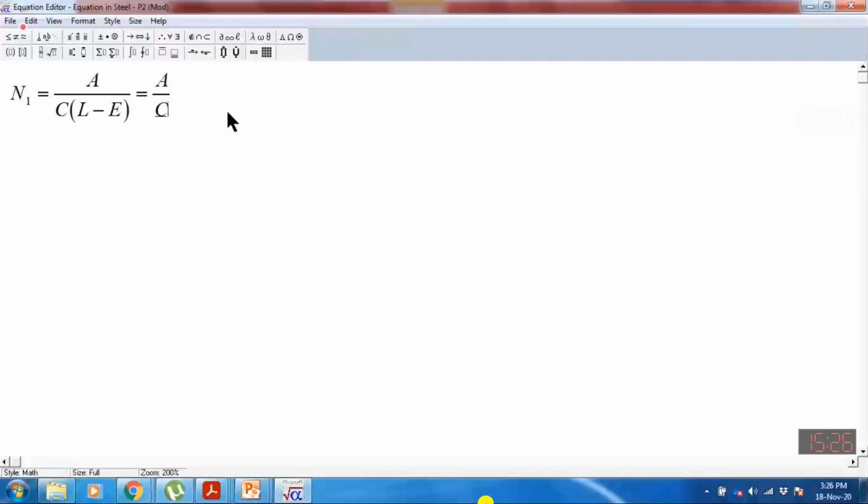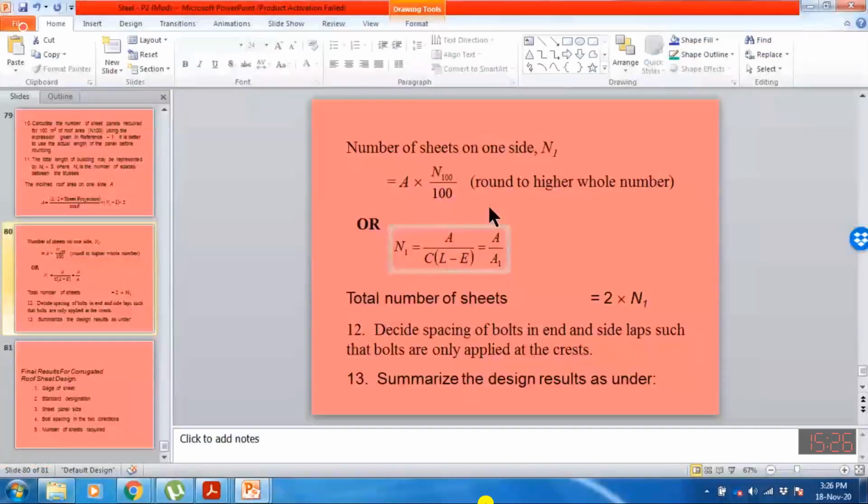A1. A1 means the effective area covered by one sheet, which is equal to C into L minus T. So one sheet is covering the area of this one. Total area divided by the effective area covered by one sheet will be the total number of sheets required.